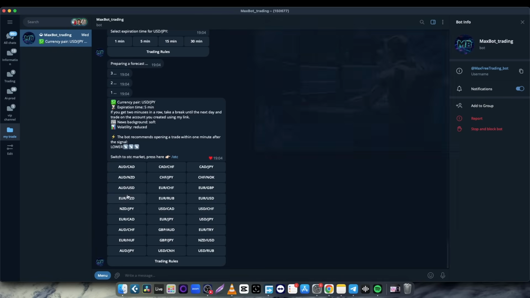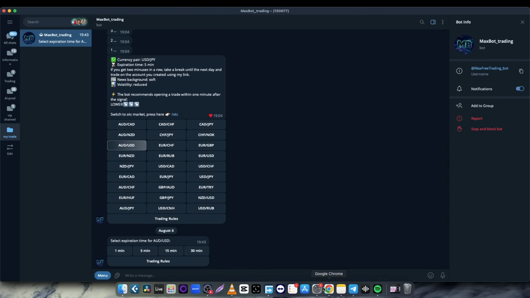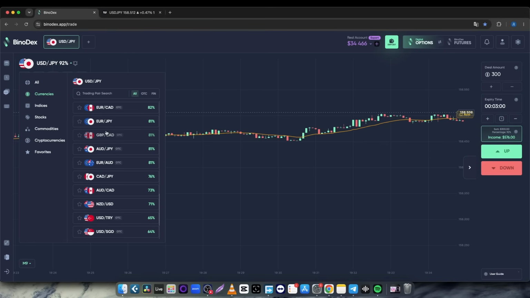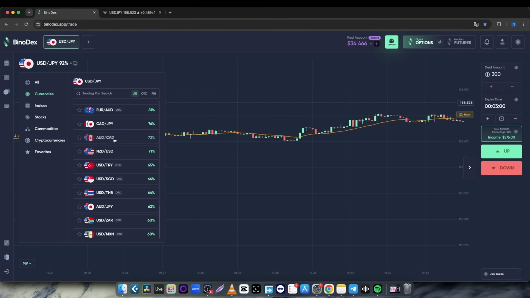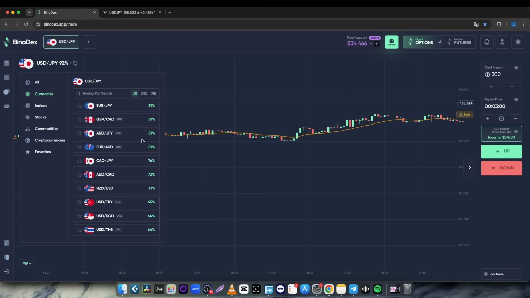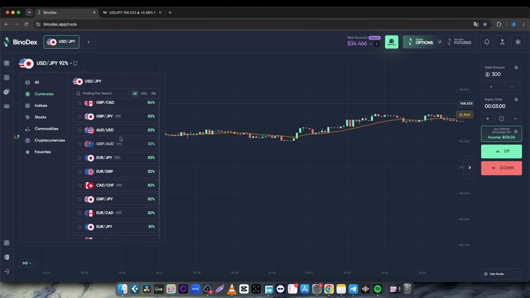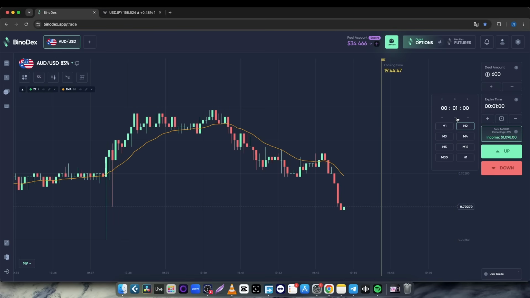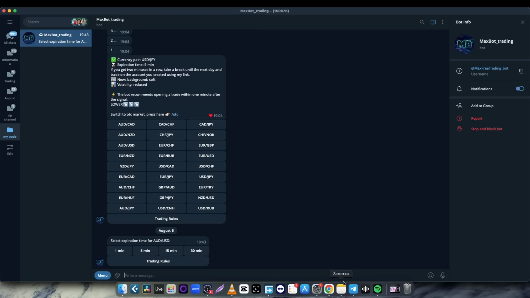So, let's begin. I launched the free trading assistant and chose the Australian dollar to US dollar currency pair from the available instruments for my first setup. Before entering the market, I opened the Binodex platform and located the same pair so everything was ready. I selected a $600 trade with a 1-minute expiration period. Then I returned to the bot and selected the 1-minute analysis option.